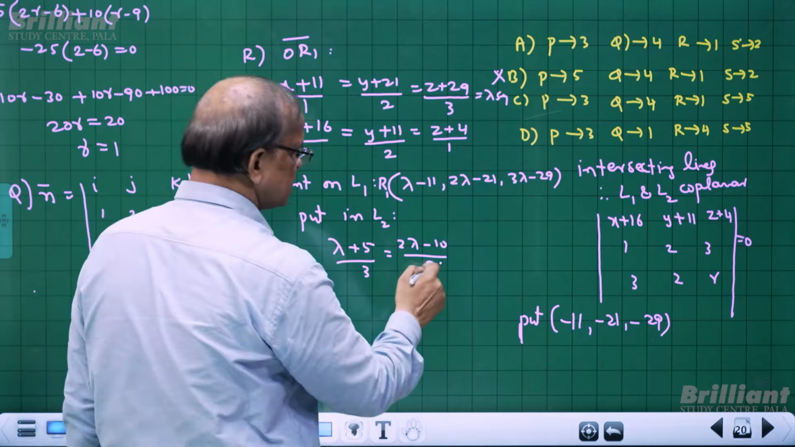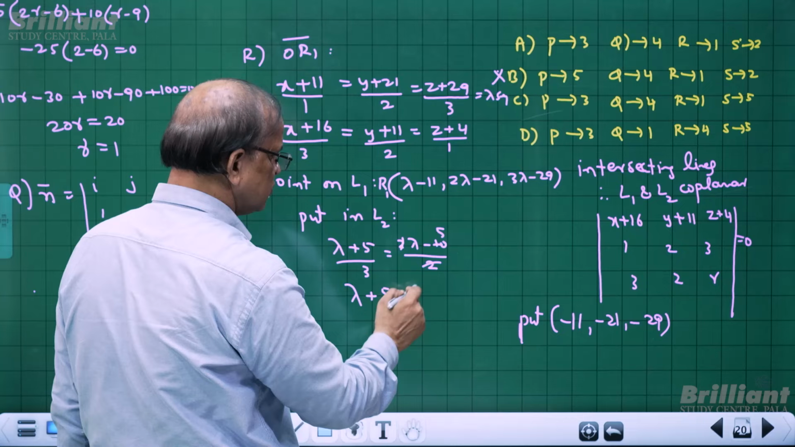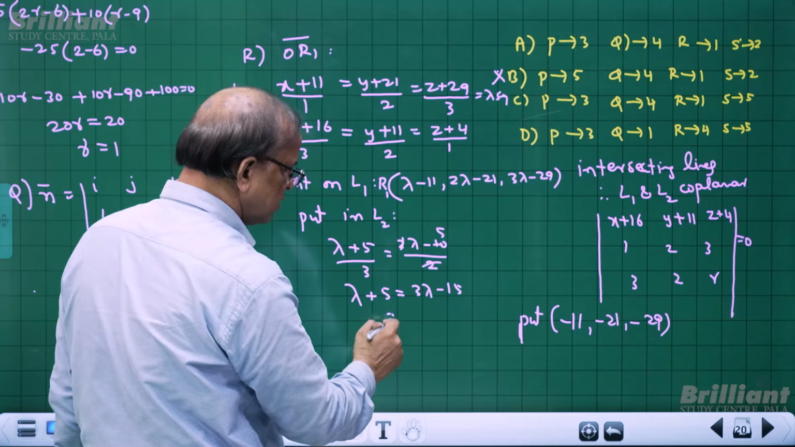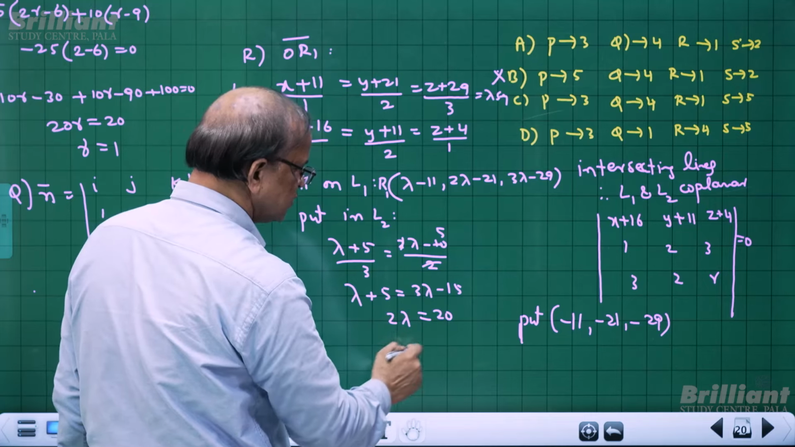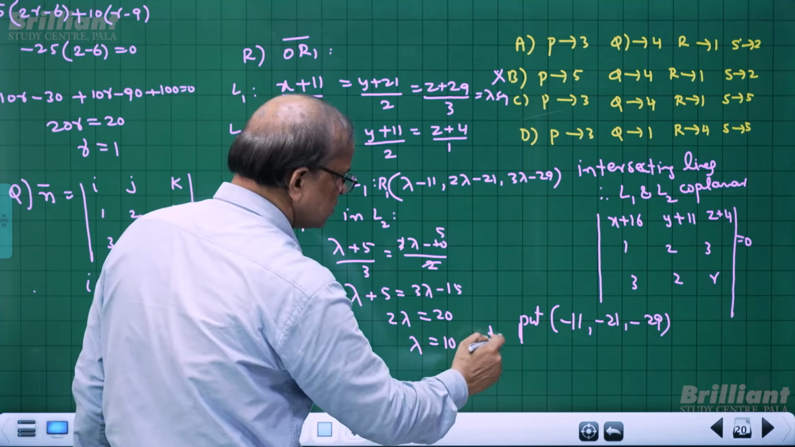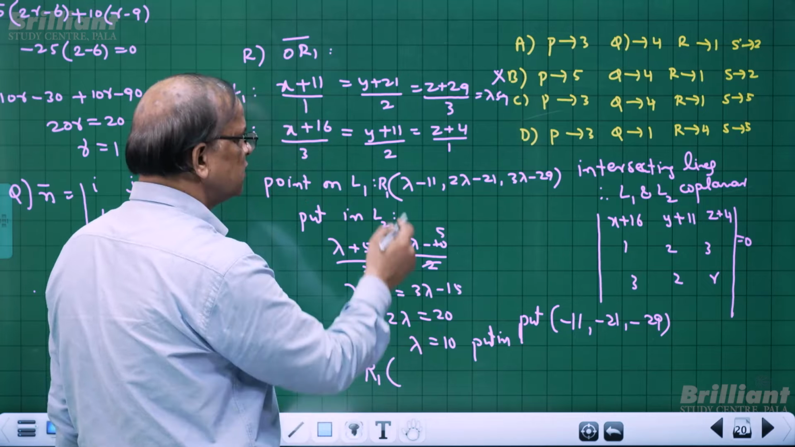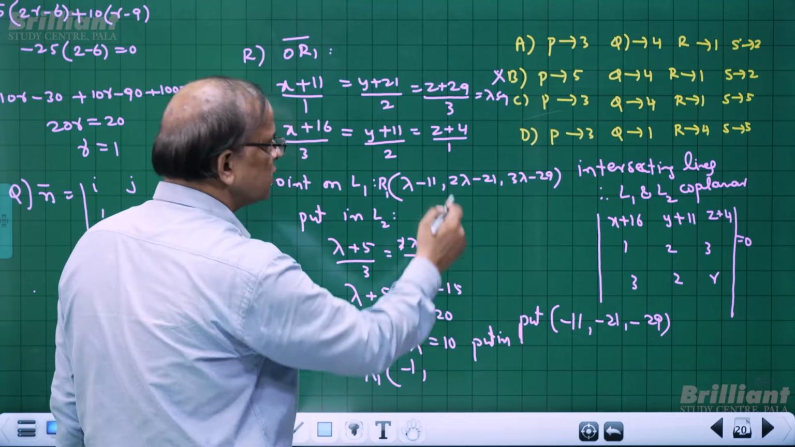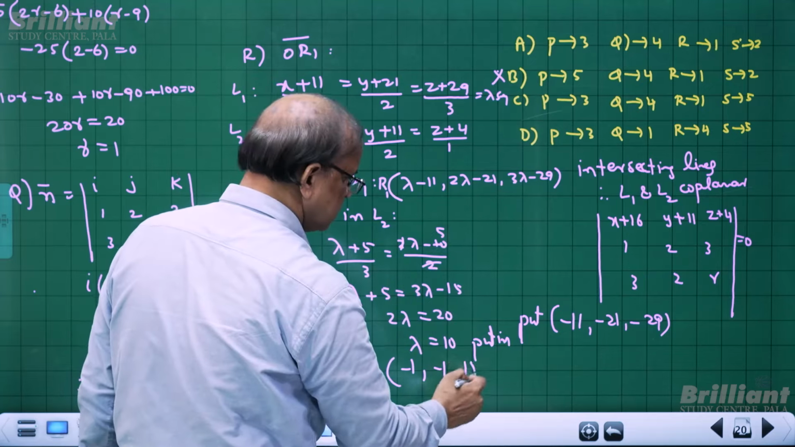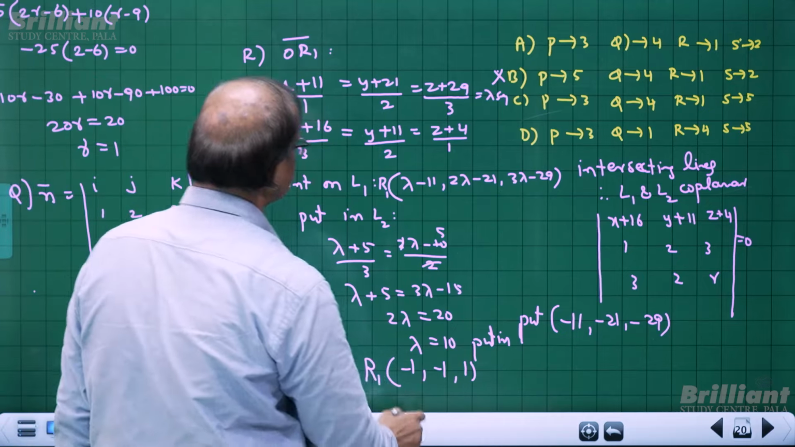So, here 2 cancels, 5 remains. So, lambda plus 5 is equal to 3 lambda minus 15. So, 2 lambda is equal to 20. So, lambda is 10. Put this in R1. You will get the OR1 bar vector: minus 1, 20 minus 21, minus 1, then plus 1, 30 minus 29. So, OR1 bar is minus i minus j plus k.